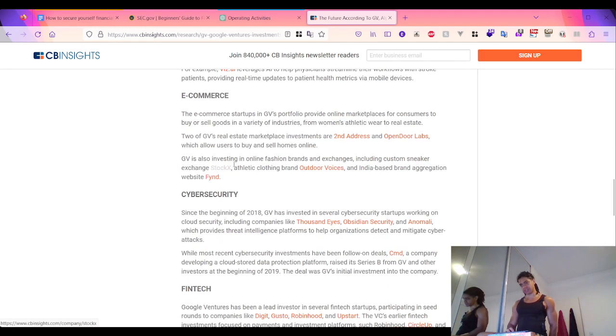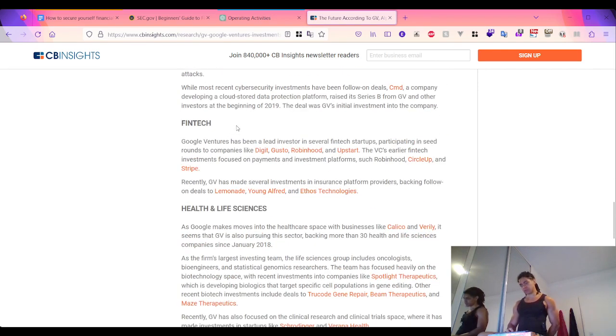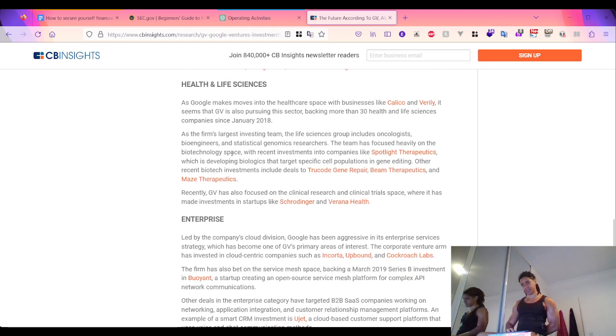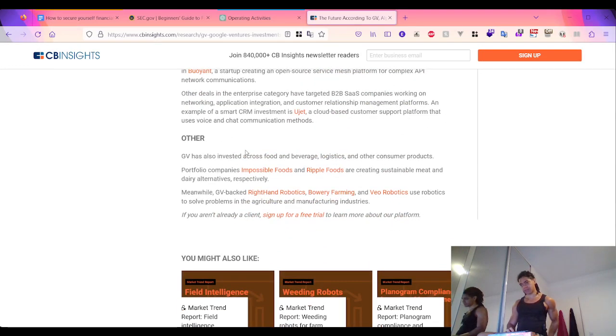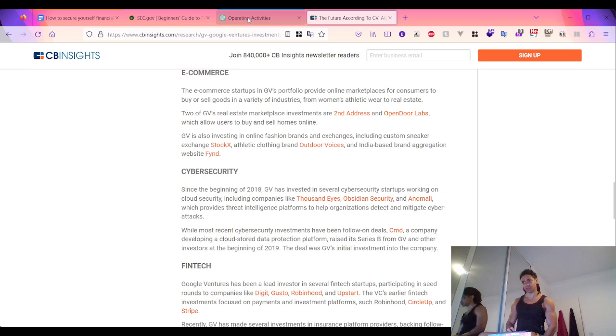In artificial intelligence, e-commerce, cybersecurity, fintech. Google Ventures has been a lead investor in several fintech startups, participating in seed rounds for companies like Digit, Gusto, Robinhood, and Upstart. The VC's early fintech investment focused on payments, and its investment portfolio includes Robinhood, CircleUp, and Stripe. Recently, GV has made several investments in insurance platform providers, backing follow-on deals to Lemonade, John Hancock, and Ethos Technology, health and life sciences, enterprise, and others. Impossible Foods and Ripple Foods. It is a venture capital arm.